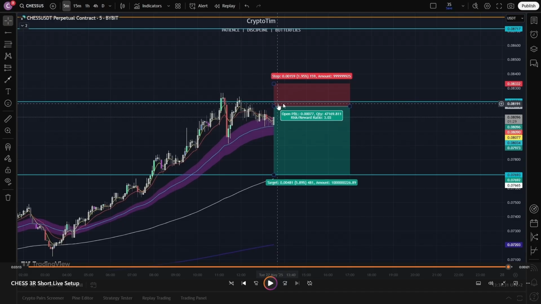Reasoning, I'm expecting it to have a small reaction here on the 618 retracement of this move. We also have the 50 EMA running right here, so we might have some small supports. I'm expecting a tiny bounce to then continue to move down.